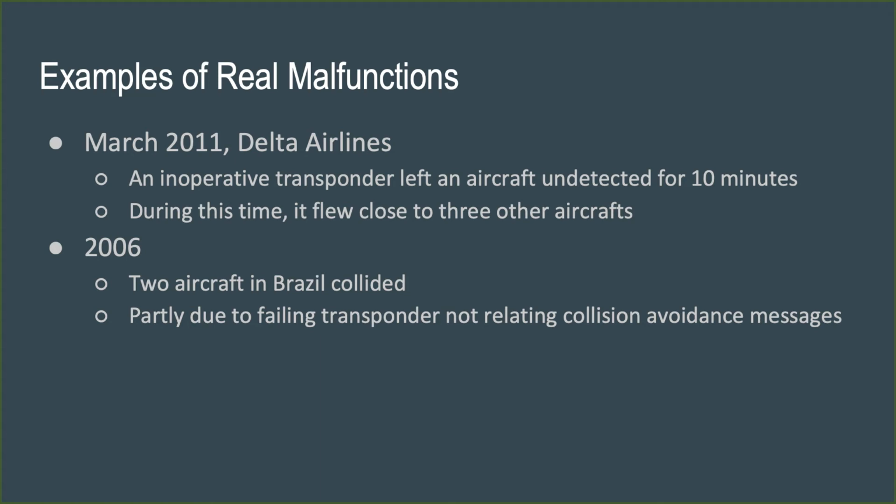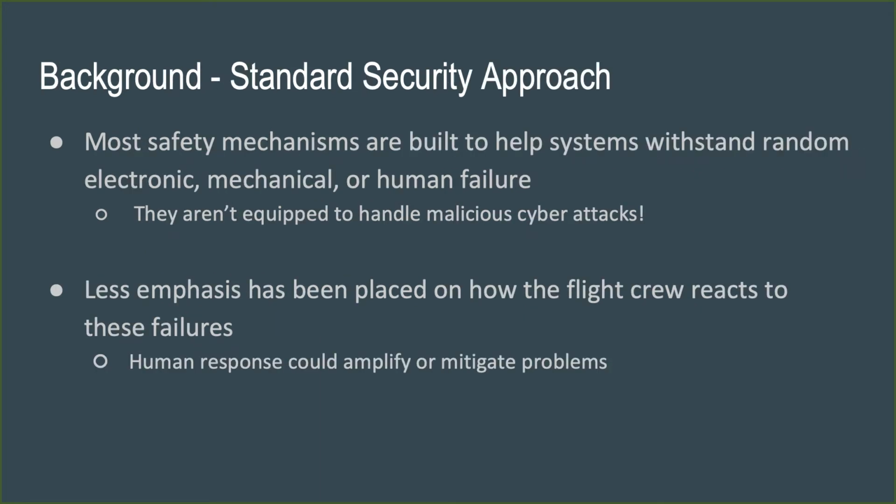In one scenario in 2006, 2 aircraft in Brazil actually collided. This was due to a failing transponder as well, and in this case a collision actually happened. To give an idea of the security that currently exists in a lot of airplanes, most of the existing safety mechanisms are mainly meant to withstand random electronic malfunctions and mechanical malfunctions.